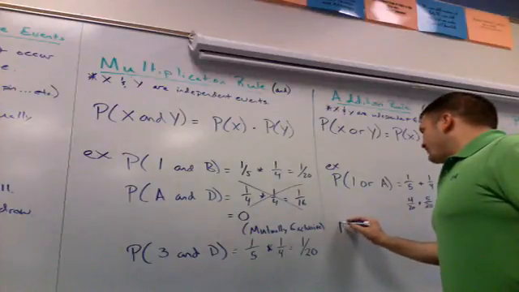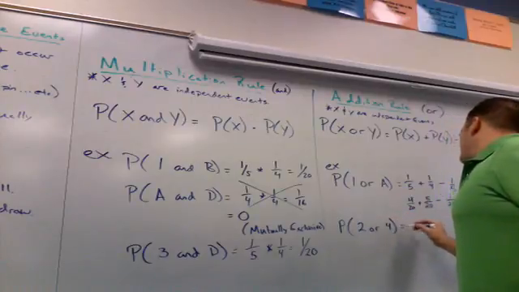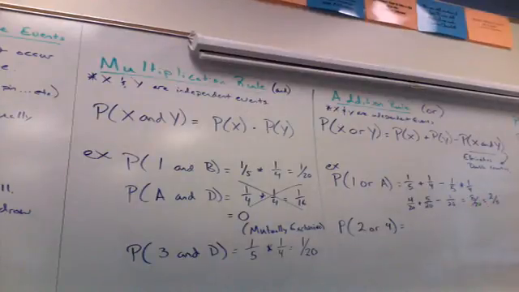So this is the probability of 2 or 4. Probability of 2 or 4. You can't do and with those, right? What can we do? Or.